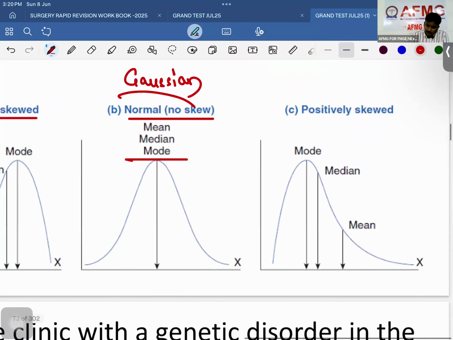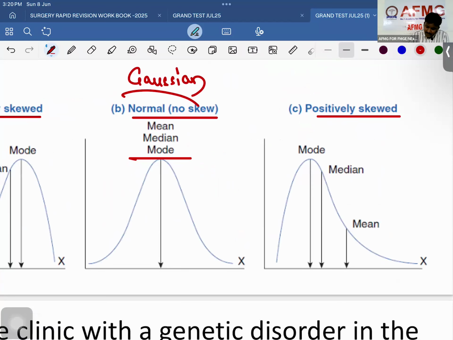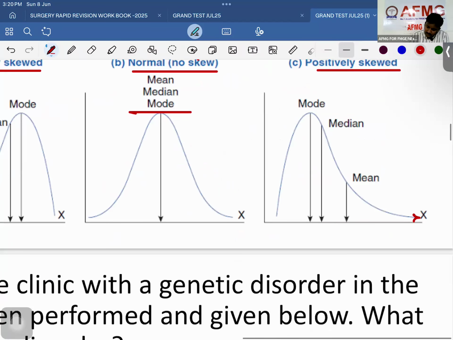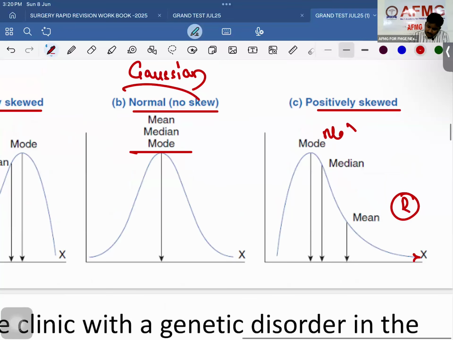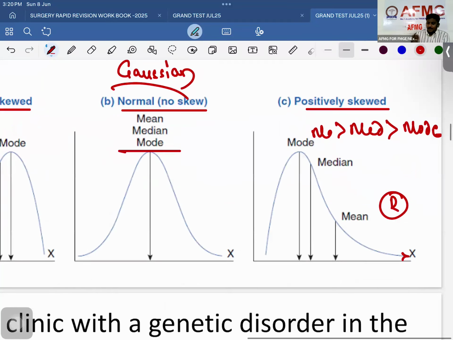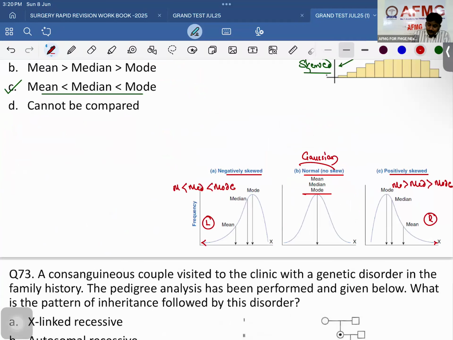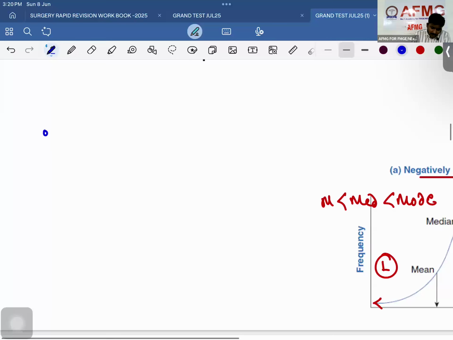Whereas if I talk about the positively skewed graph, that is when the longer tail of the graph is towards the positive side or the right side. Here definitely the mean is going to be more than median, which is going to be more than mode. Hopefully that's clear. Now, how many percent values? If they ask you, how many percent of values are going to lie between plus to minus 1 standard deviation.